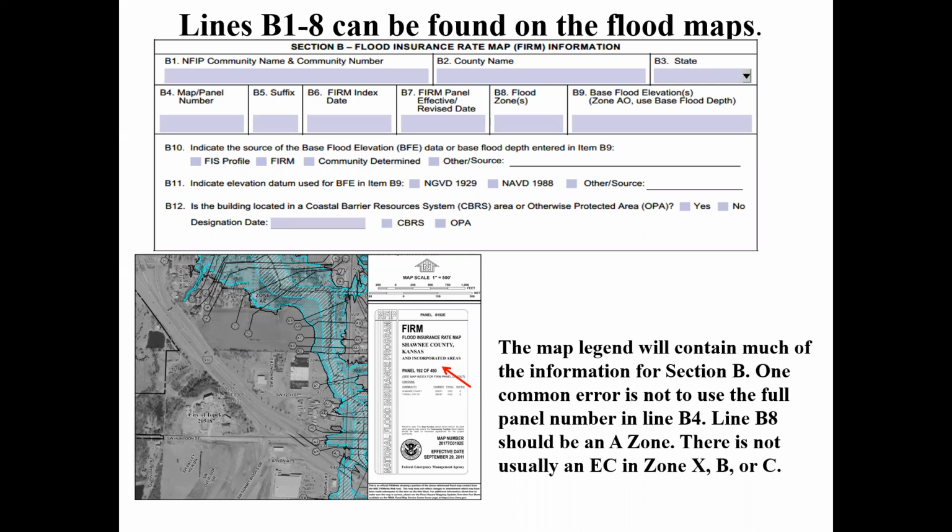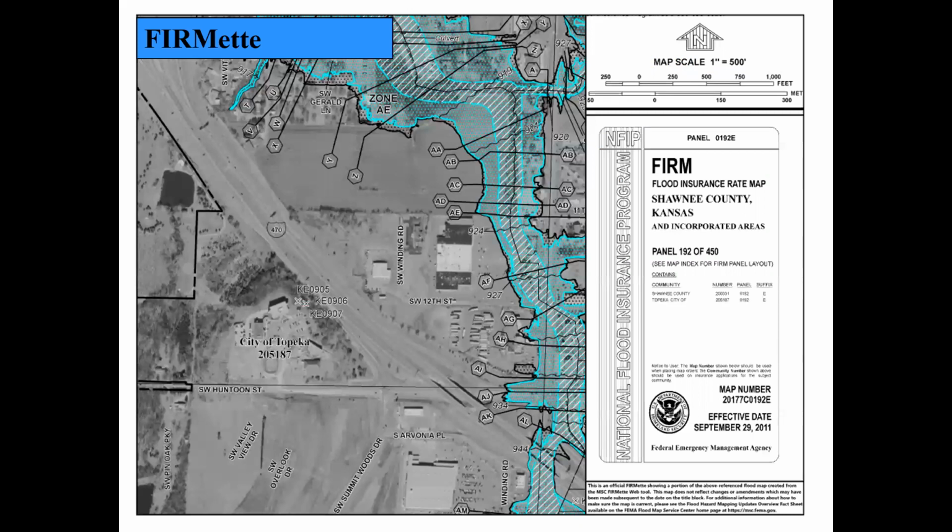Okay, and then for B6, the FIRM index date. You'll go back to your index list or your list of effective products under your FIRM panels, and your index is at the top and it'll tell you your effective date. But don't assume it's always the same as the FIRM panel effective date. We've seen that a lot, and sometimes they're not the same. I'll show you a couple slides down how and why they could be different, and you should check for that.